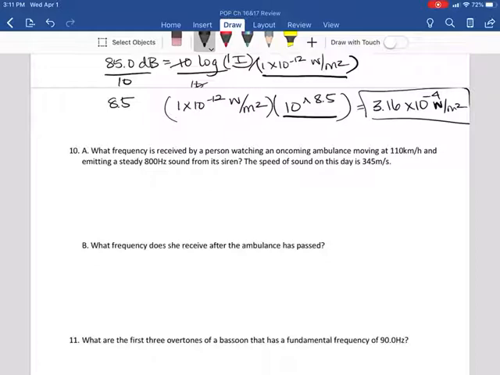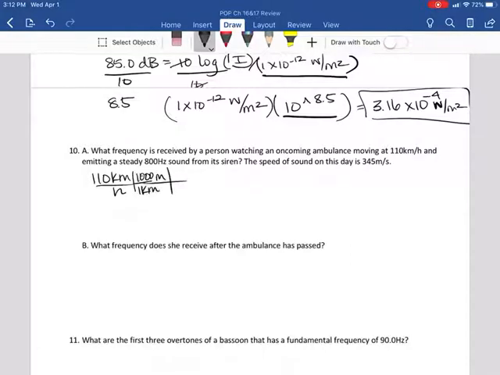Okay, so, all right, now we're into the Doppler effect. So this is saying, what frequency is received by a person watching an oncoming ambulance moving at 110 kilometers per hour and emitting a steady 800 hertz sound from its siren. The speed of sound on this day is 345 meters per second. For some reason, they gave you that the ambulance was moving at 110 kilometers per hour, so it is possible that you would have to convert that.